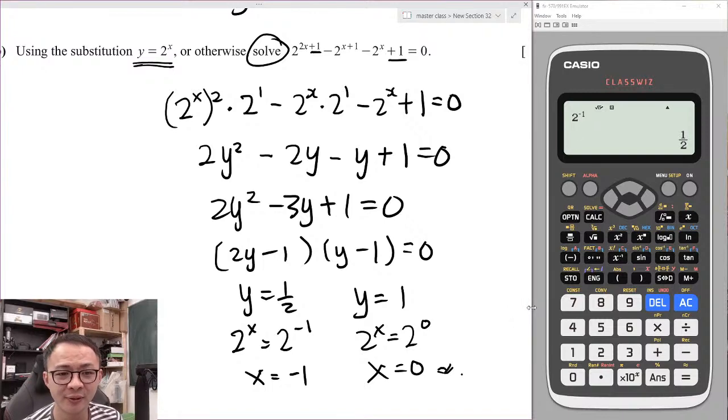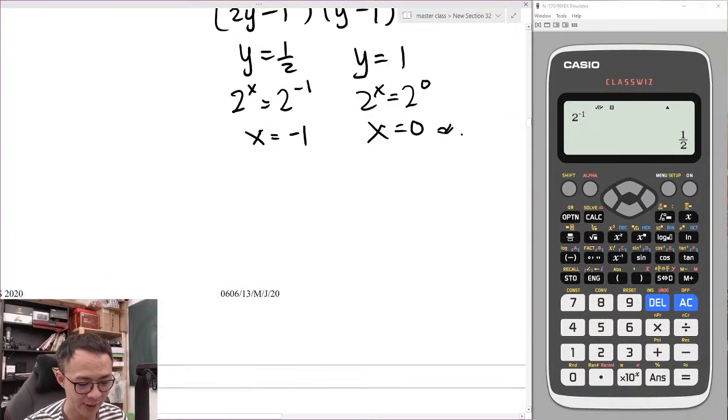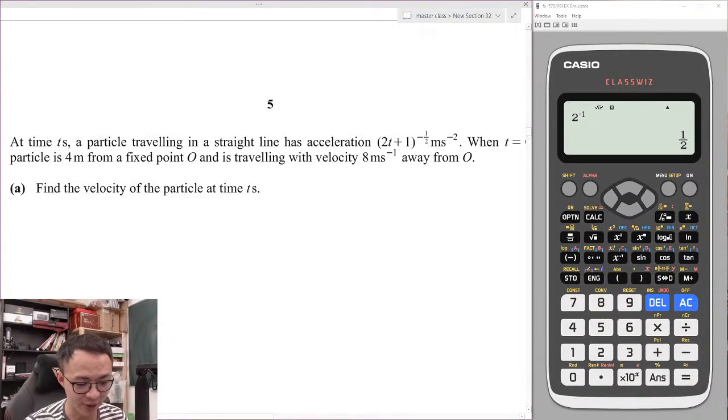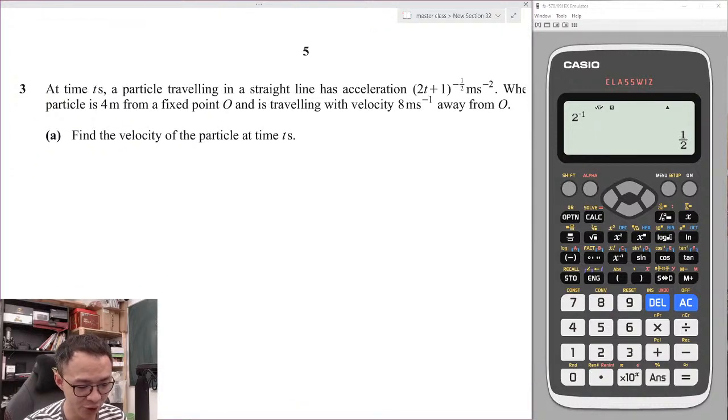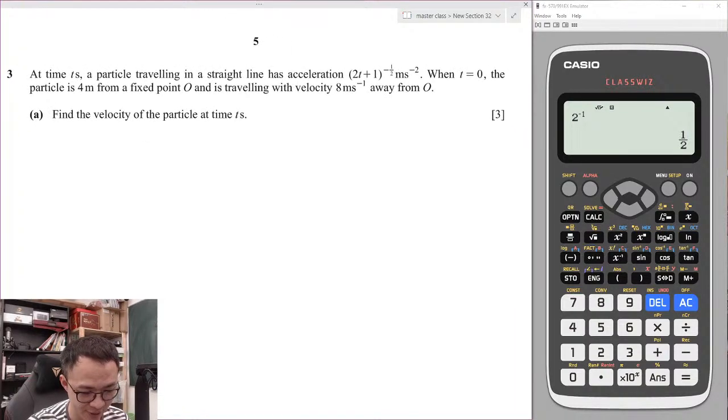Okay. Yep, let's move on to the next one. Let me zoom out a little bit because I cannot see the full question. Yes, please. Let me zoom out a little bit. Okay.